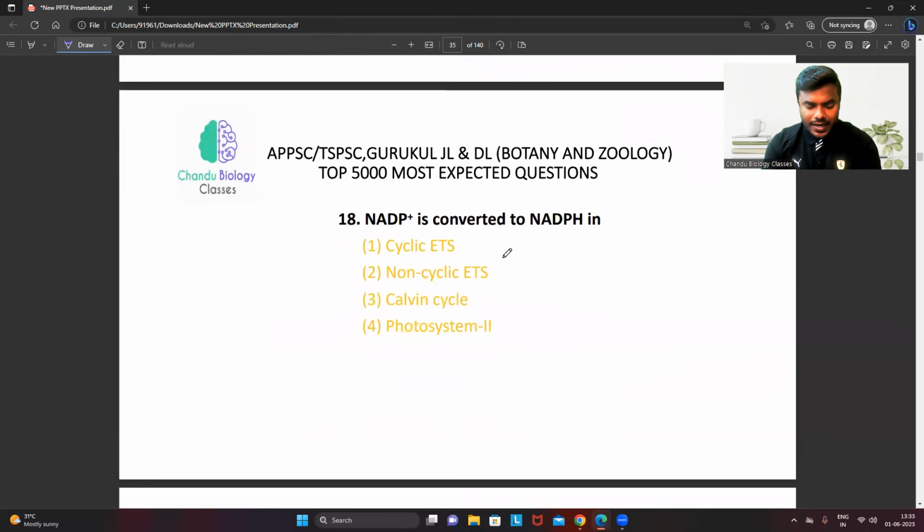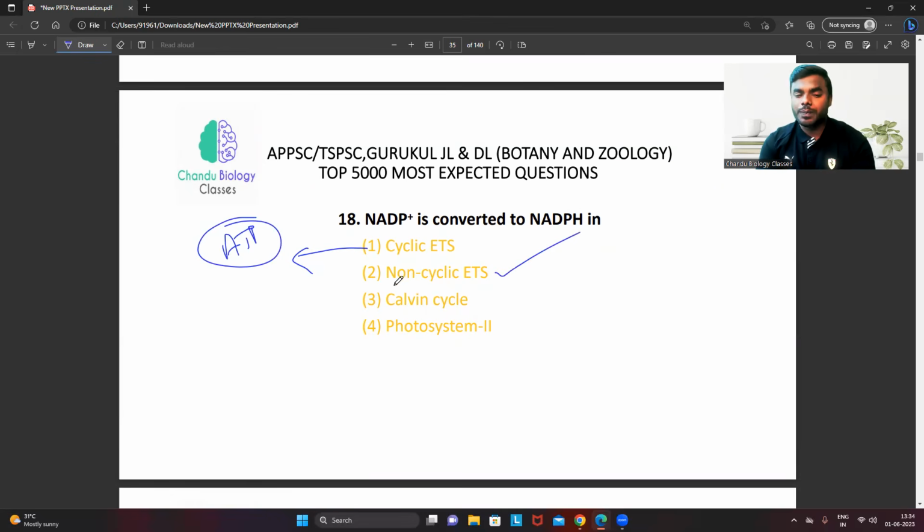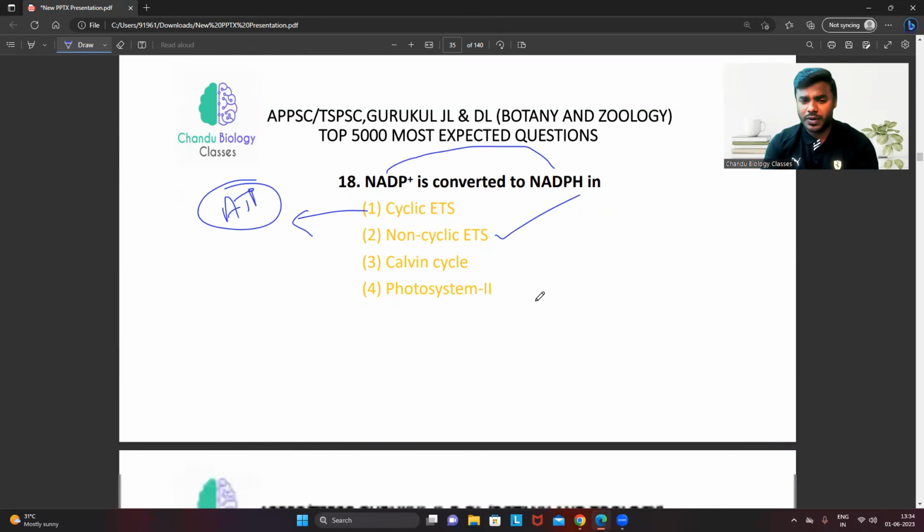Now, NADP plus is getting converted to NADPH, which we already studied, friends. In cyclic photophosphorylation, we are only producing the ATP. That also we know very well. So undoubtedly the answer will be option 2. In the non-cyclic photophosphorylation only, friends, we are going to convert the NADP plus to NADPH. Simple direct question.